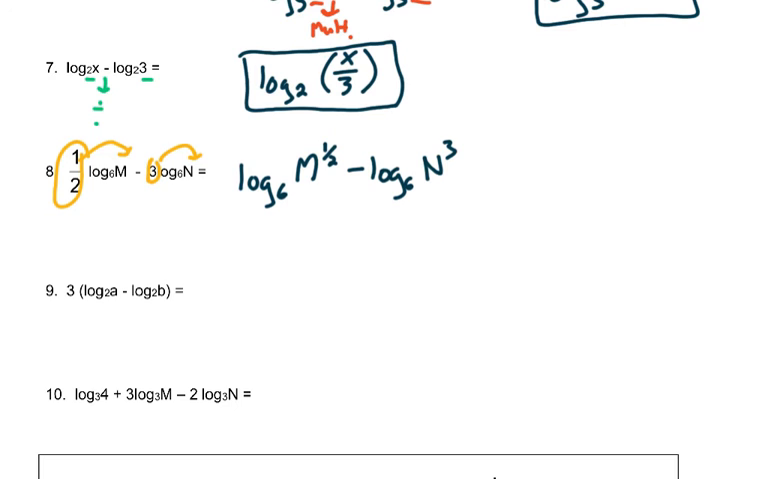Then I look at the fact that I'm subtracting these two logs, which makes division. So I'm going to divide m to the 1/2 by n cubed. So this would be log base 6 of m to the 1/2 divided by n cubed.